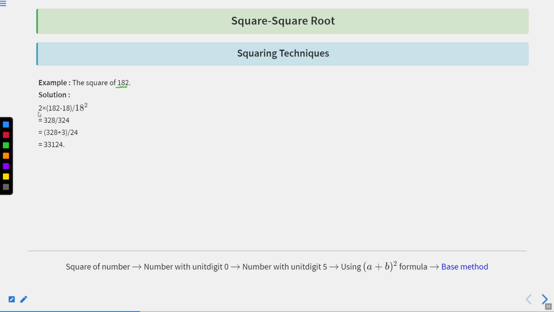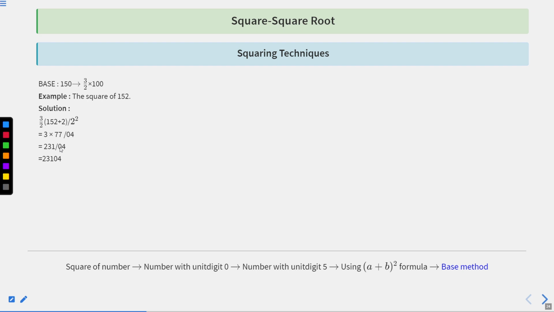So we will write it as 2 times of 182 minus 18, and 18 square. And 182 minus 18 times 2 is nothing but 328. And 18 square will be 324. But we only need 2 digits. So we will remove this 3 and add it to this side. So it will be 328 plus 3 and 24. So 328 plus 3 will be 331, and the square of 182 is going to be 33124.